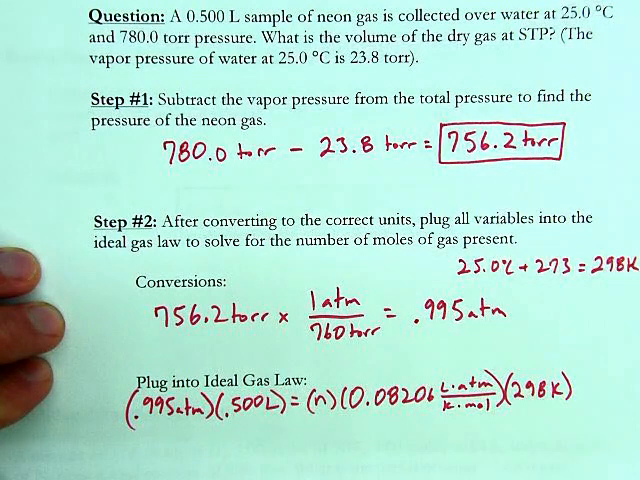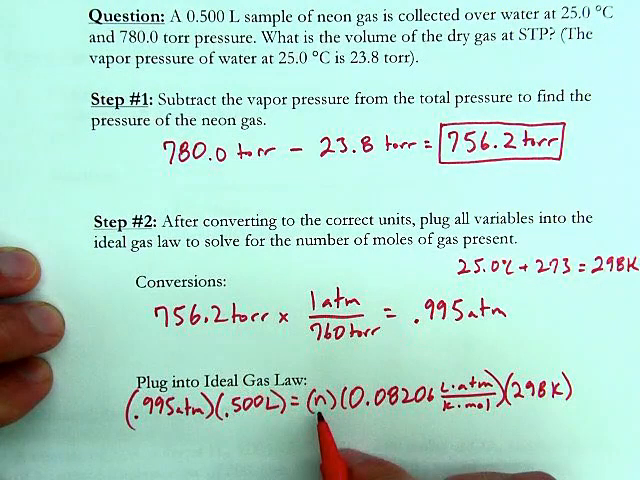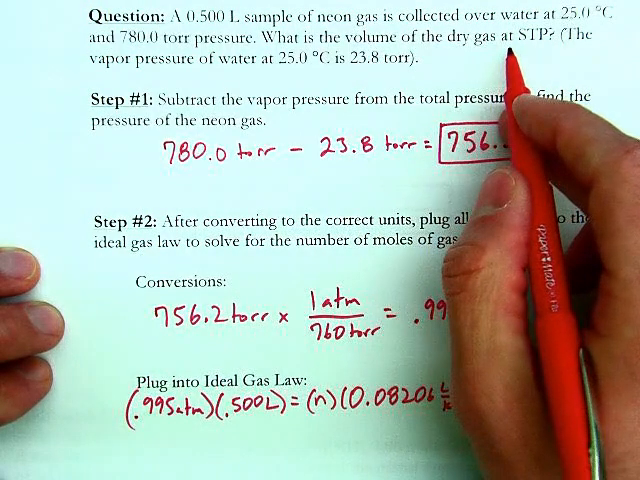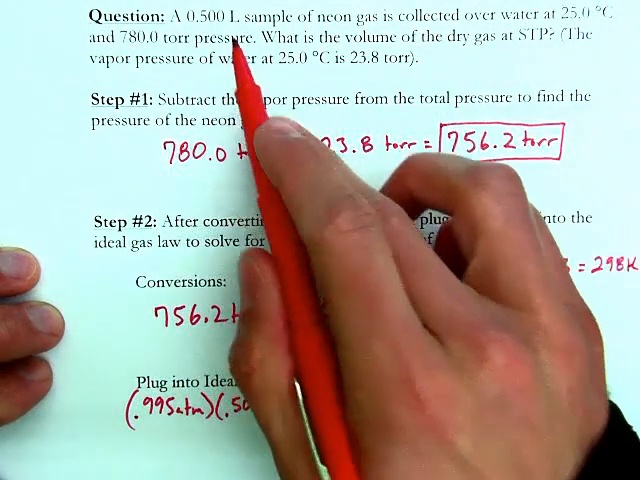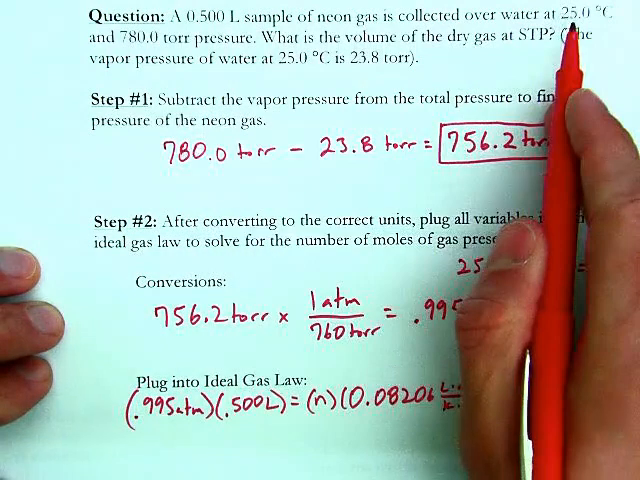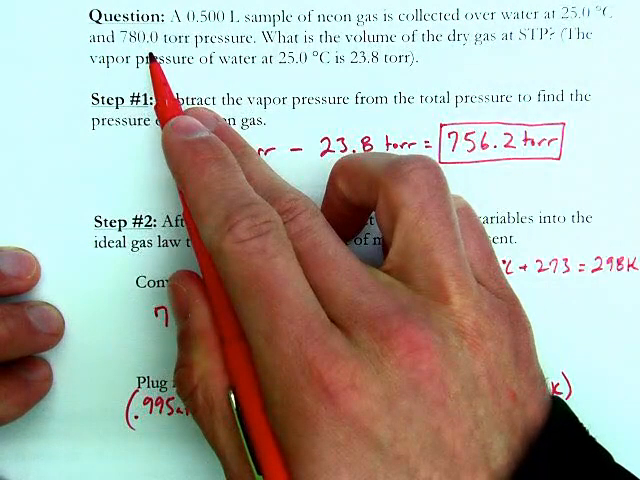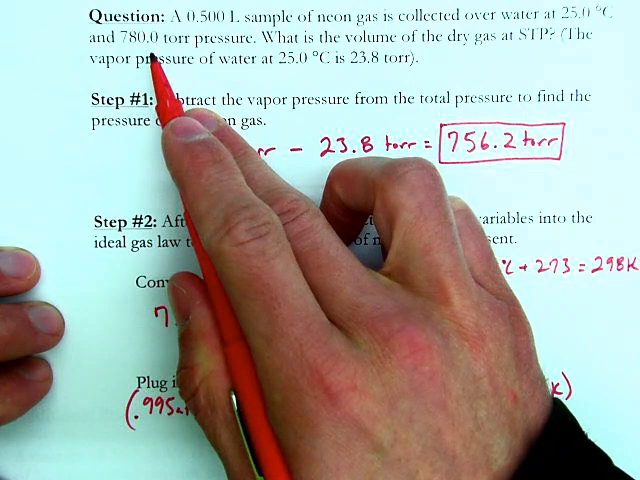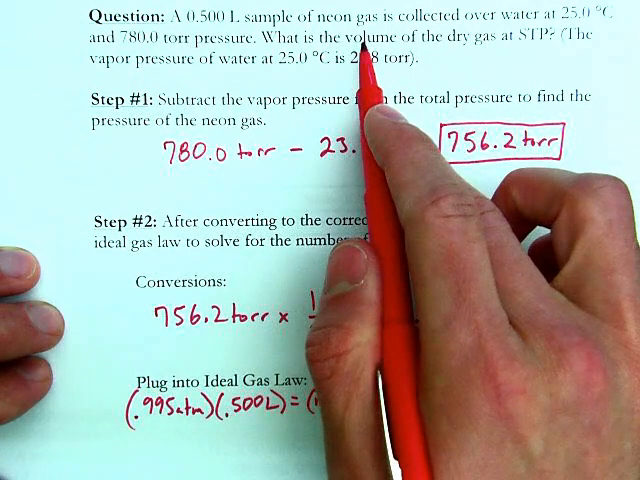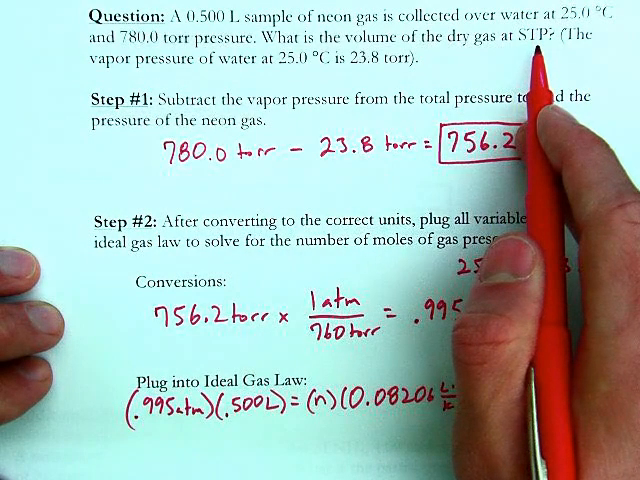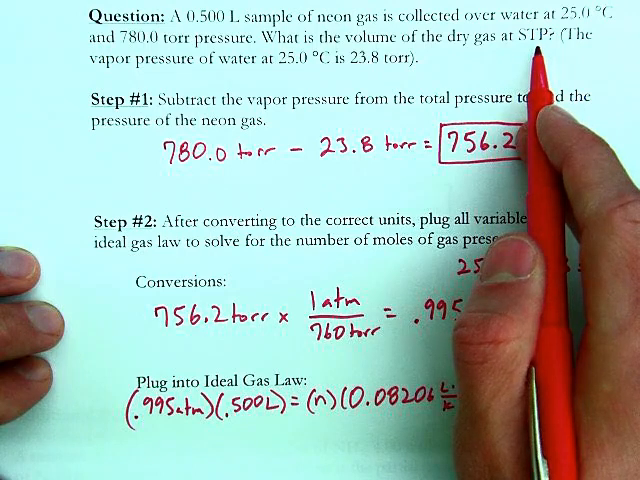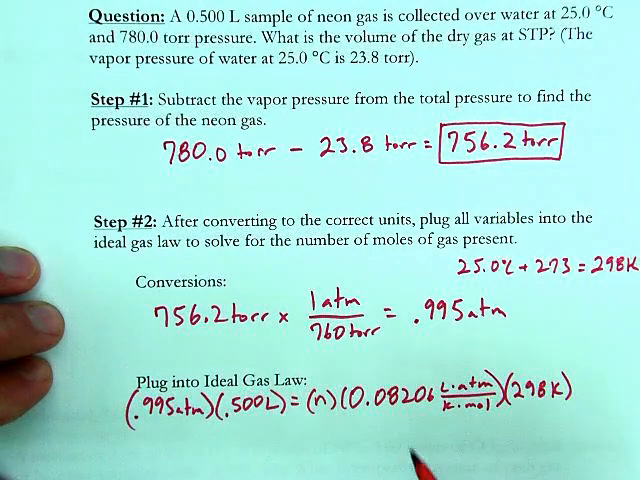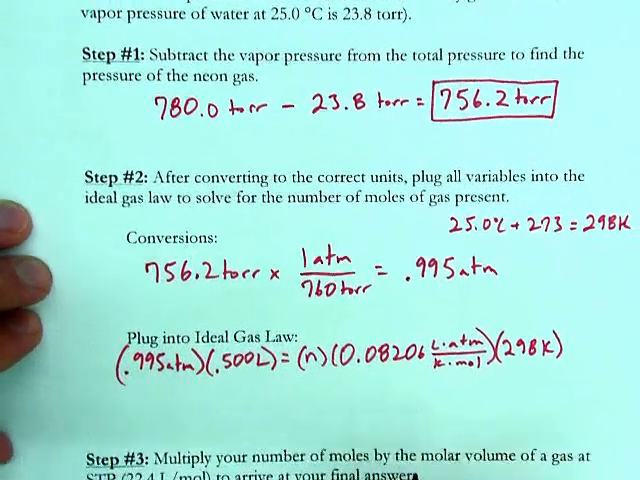Now you might be wondering, hold on a second, why am I solving for moles of gas when this question is asking what the volume of the dry gas will be? Well, the problem is we have a certain volume at a certain temperature and a certain pressure. So we need to figure out how much gas we have. And once we know that, we can solve for what its volume will be at a different set of conditions, right? Standard temperature and pressure is not this temperature and it's not this pressure. So we're going to solve for moles.